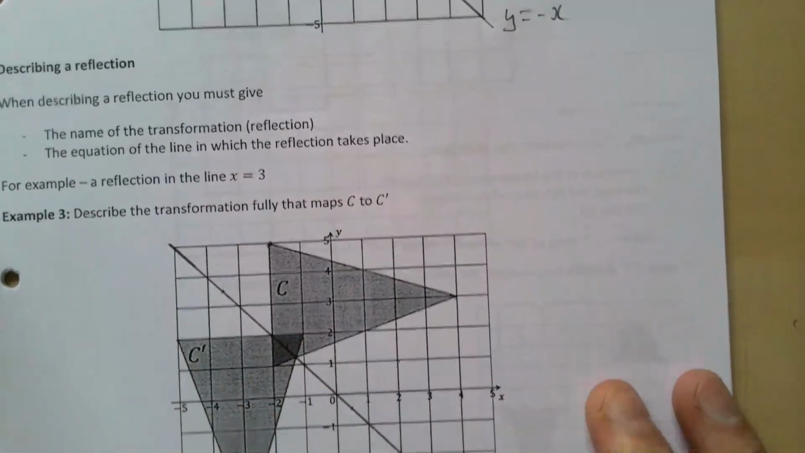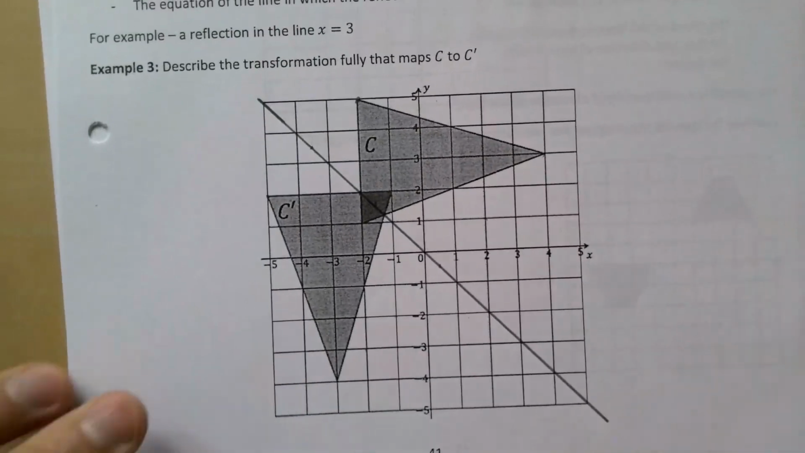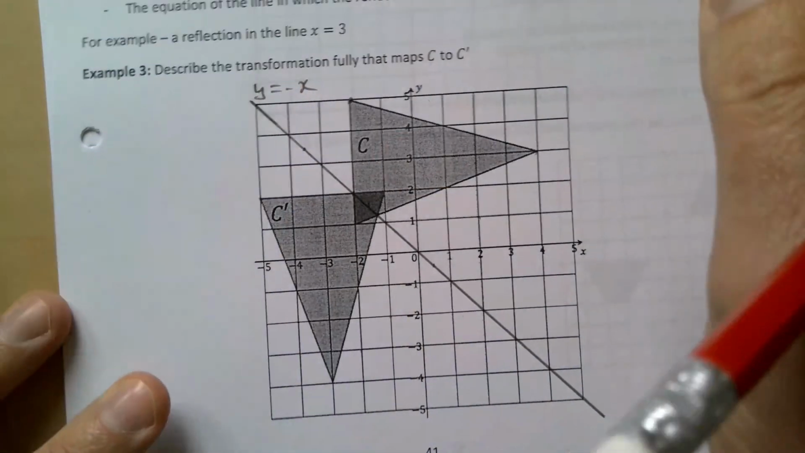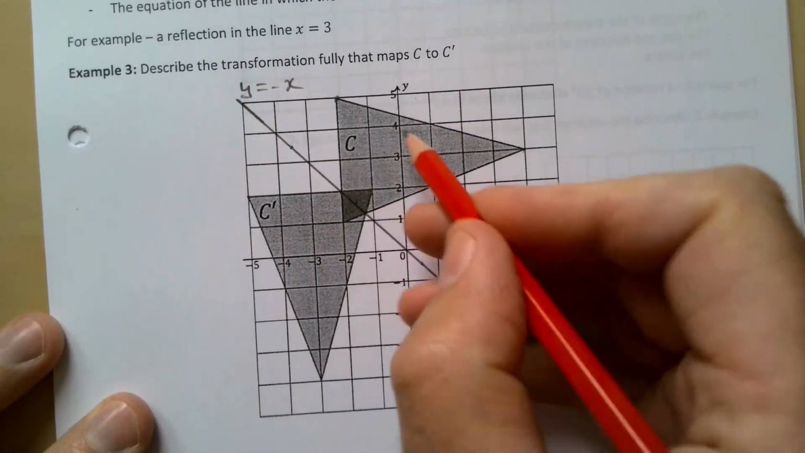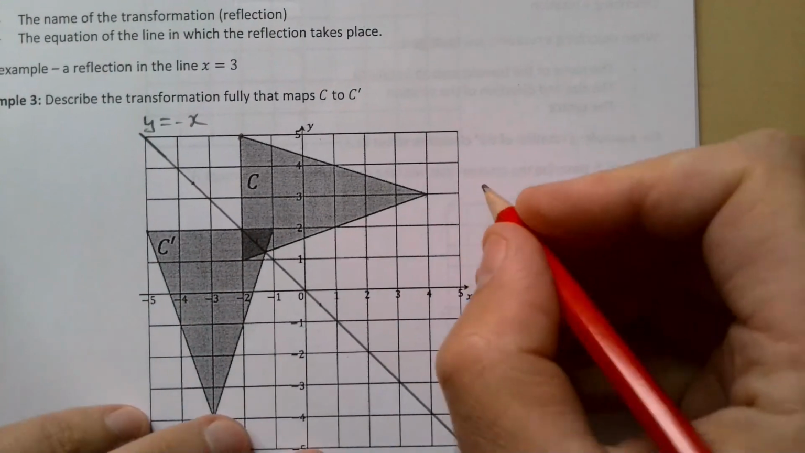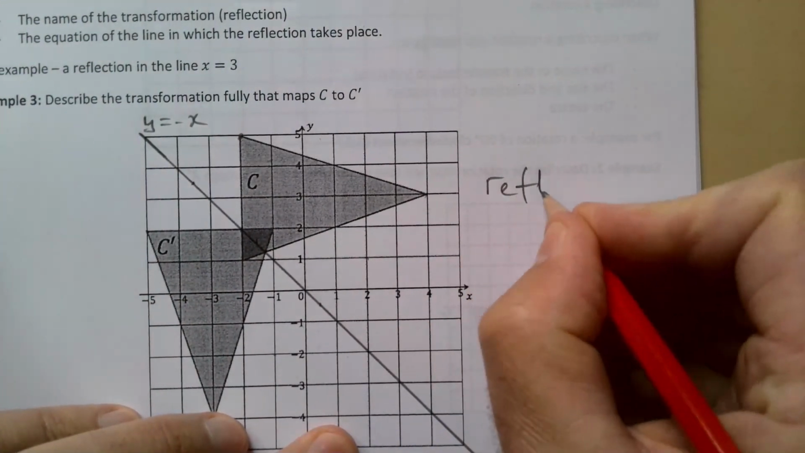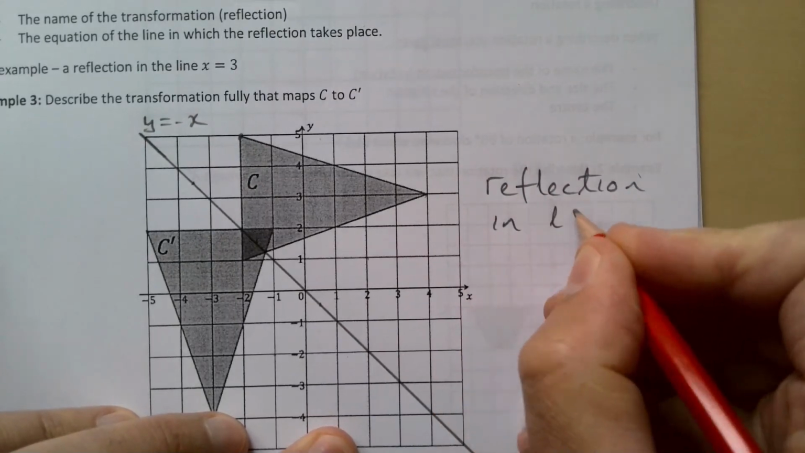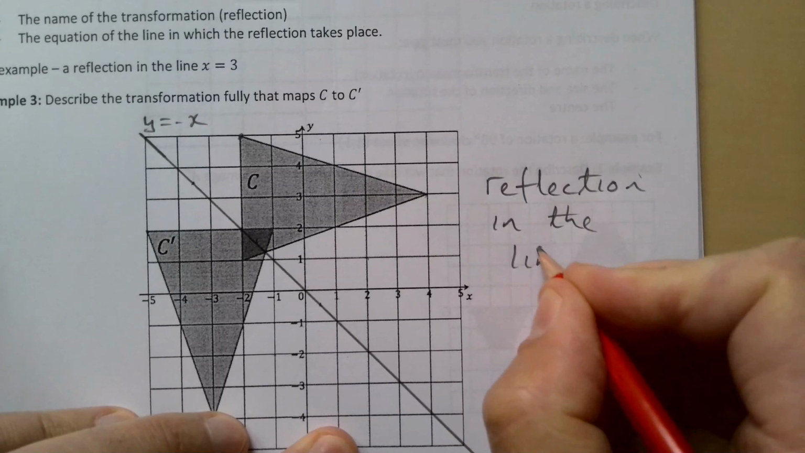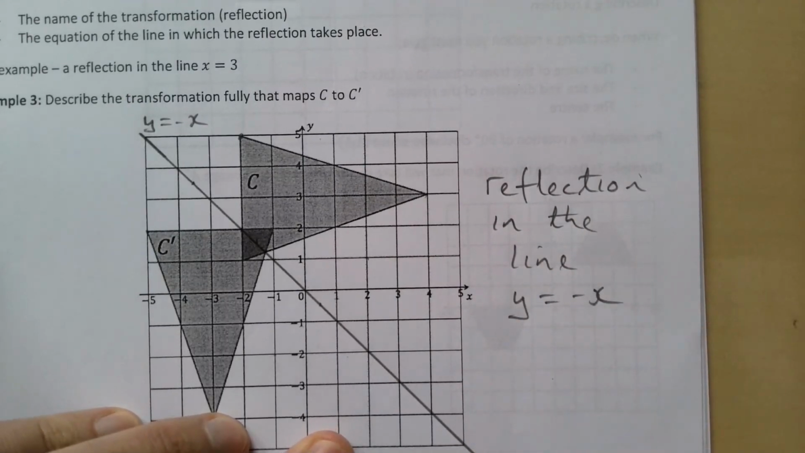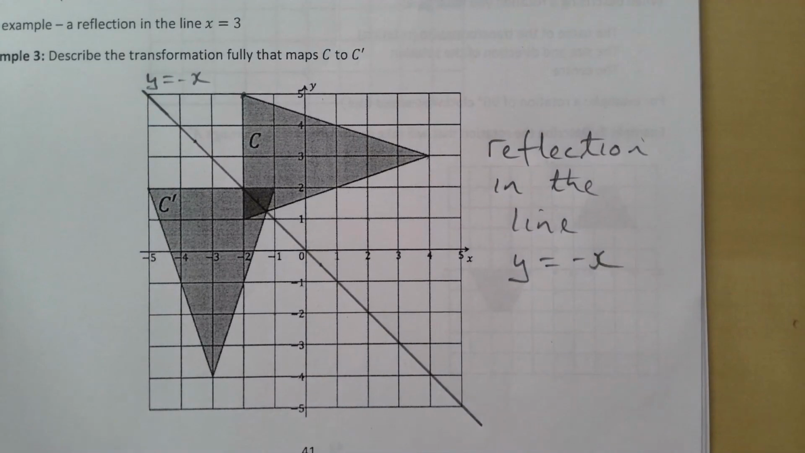And the name of that line, again, I hope you remember, is y equals minus x. So describe the transformation taking you from C to C prime or C dash, and that's going to be a reflection in the line y equals minus x. And quite often your GCSE maths will give you 2 marks for something like that.